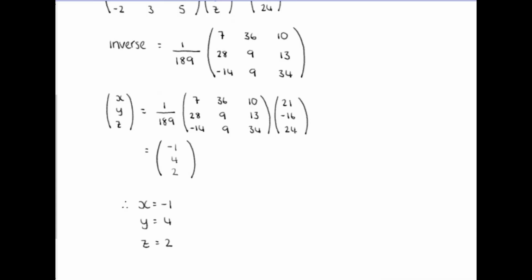In this solution, they have calculated the inverse and written it down, but there's no need for you to do that. You literally can just write the matrix to the power minus 1 and get your answers. Minus 1, 4, 2. Notice the answer was written as x equals, y equals, z equals at the end, which is good practice to do to make sure you get all of them.